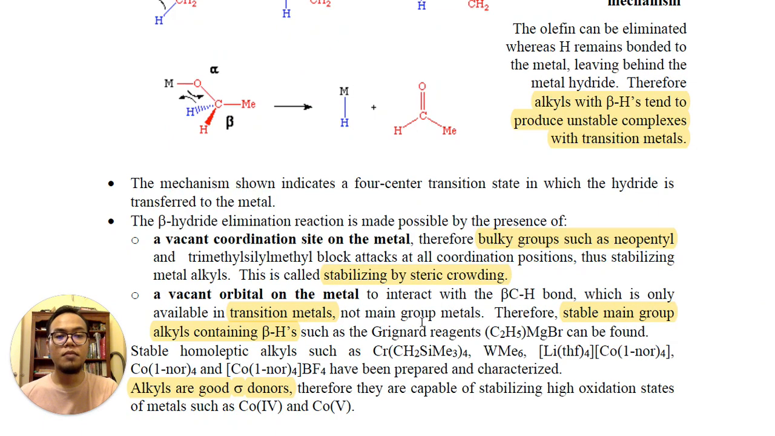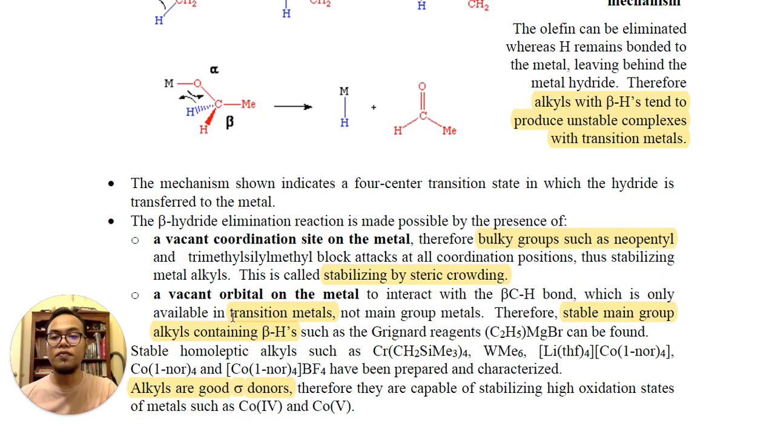If there is, then bulky groups such as neopentyl and TMS block attack at all coordination positions, thus stabilizing the metal alkyl. This is called stabilizing by steric crowding. So we need to have a bulky structure like neopentyl attached to your metal. When this happens, there will be steric hindrance, or what we call steric crowding. We are crowding the metal, so we are blocking all the coordination sites, and so we are going to stabilize the metal alkyl.